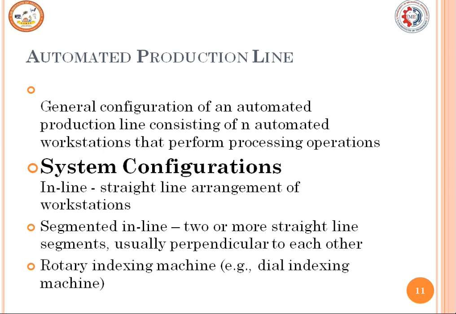System configuration is the inline, straight line arrangement of workstations. It may be segmented, meaning two or more straight line segments, usually perpendicular to each other. If it is a rotary indexing machine, it will be a dial indexing machine. For that, a delay or temporary stop is given at equal intervals so that the production is going to happen.